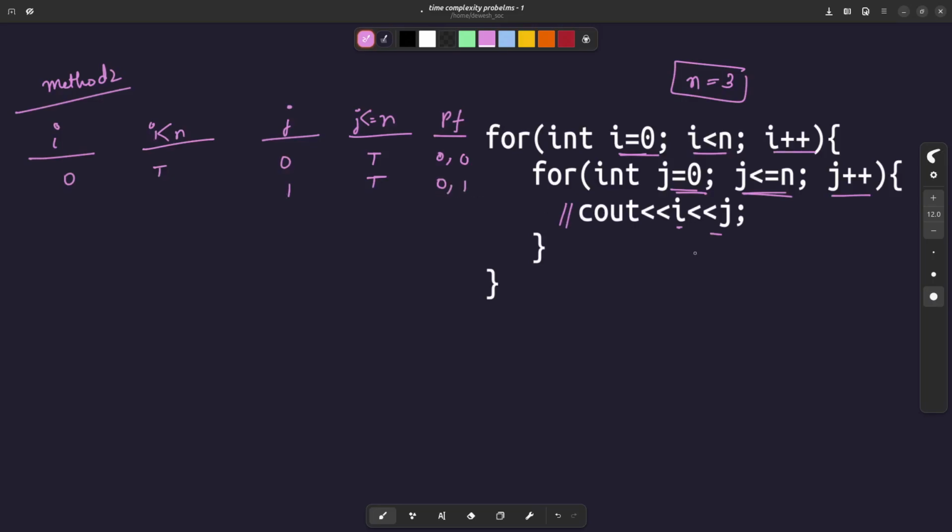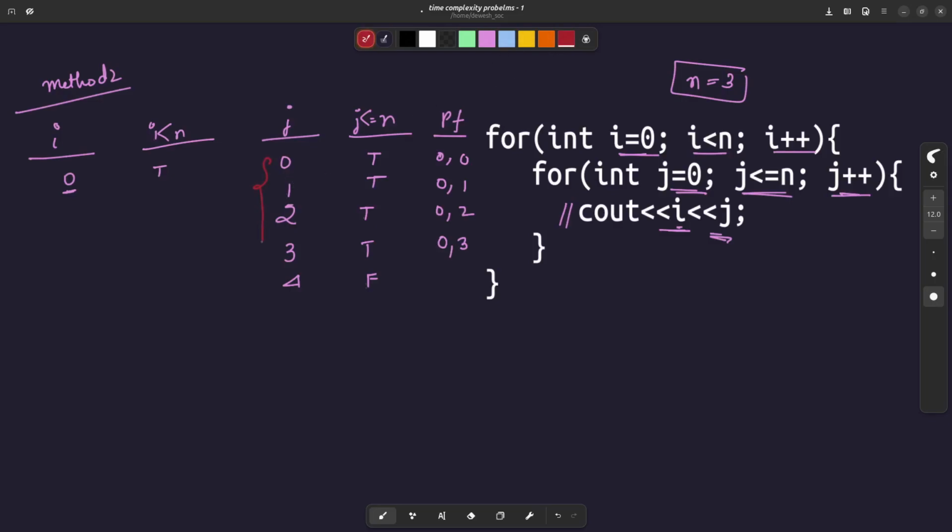Why 0? Because we are printing I and then j. I value is still at 0. J value is at 1. Nice. After that, j plus plus happens. J becomes 2. Is 2 less than equal to 3? True. So 0, 2 is printed. Then j becomes 3. Is 3 less than equal to 3? True. 0, 3 is printed. Then j becomes 4. Is 4 less than equal to 3? No. False.